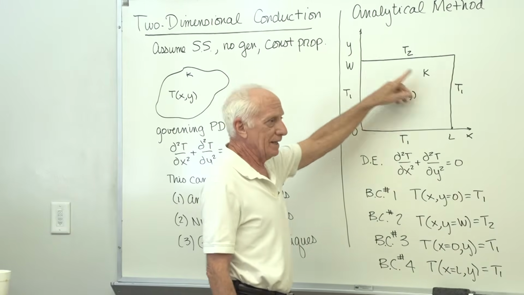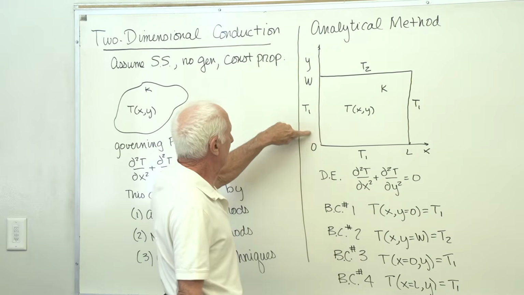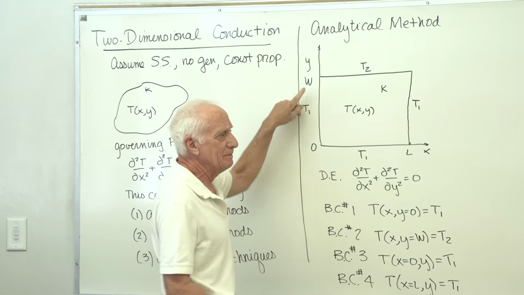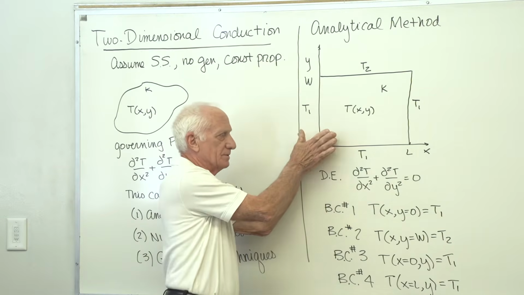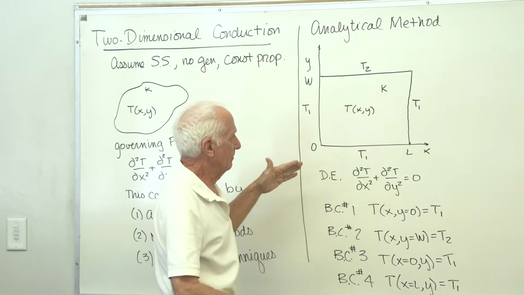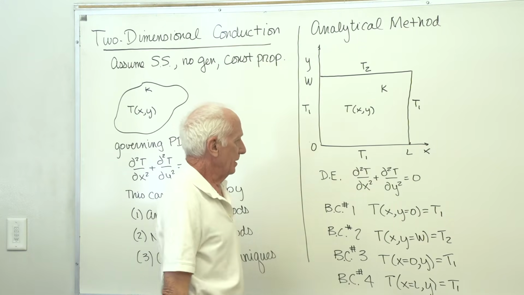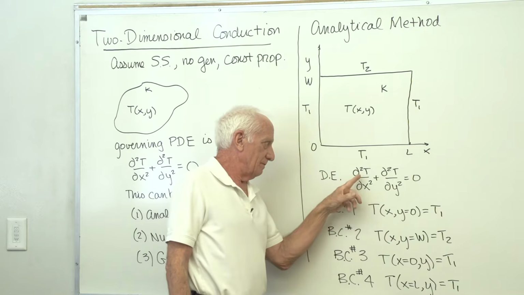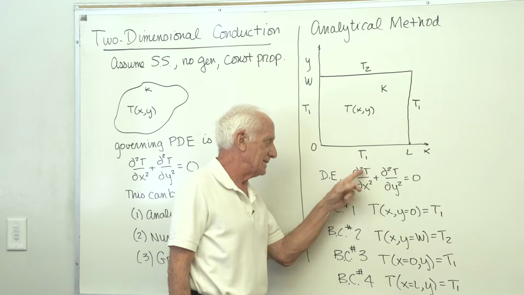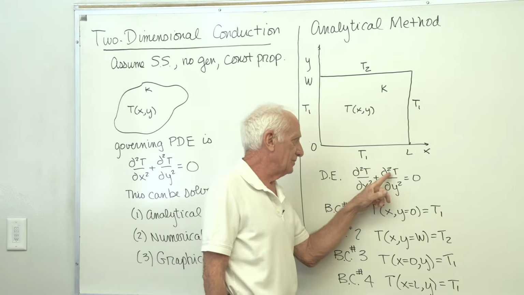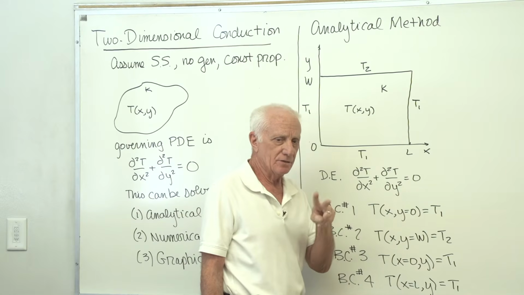The analytical technique is described by this. Here is a rectangular plate. The length in the x direction is L, the height in the y direction is W. Maybe it's 2 centimeters thick. The thickness is out from the board. But we're looking at only 2 dimensions, x and y, 2D conduction. Because of the Laplace equation, second partial of T with respect to x, we need 2 boundary conditions relating T to x. Second partial of T with respect to y, we need 2 boundary conditions relating T to y.